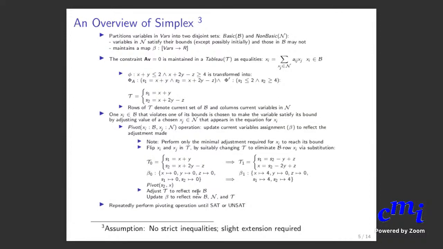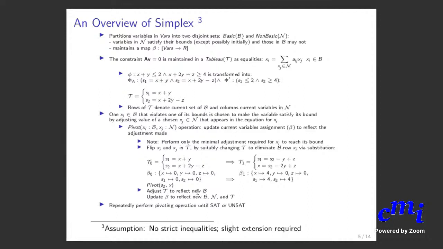So the procedure repeatedly performs these pivoting operations until all the basic variables satisfy their bounds. The non-basic variables always preserve their bounds. It's only the basic variables, one or more of them, that may be violating their bounds, and you fix that by picking one at a time.